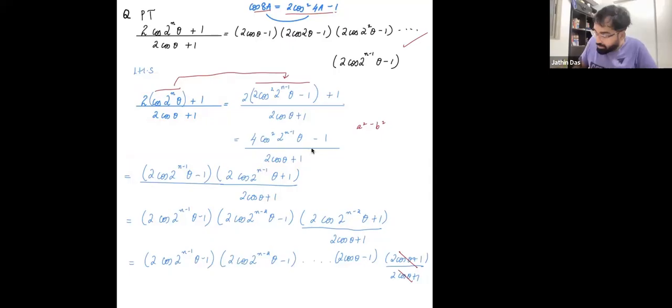That's why I was telling you, uska previous power kya hoga? You know it. Uska previous power will be the positive negative value. Negative 1, minus 1 aega. That's where this term comes.